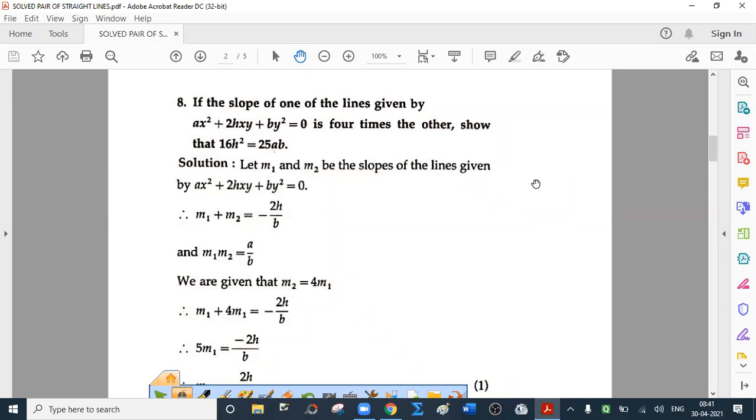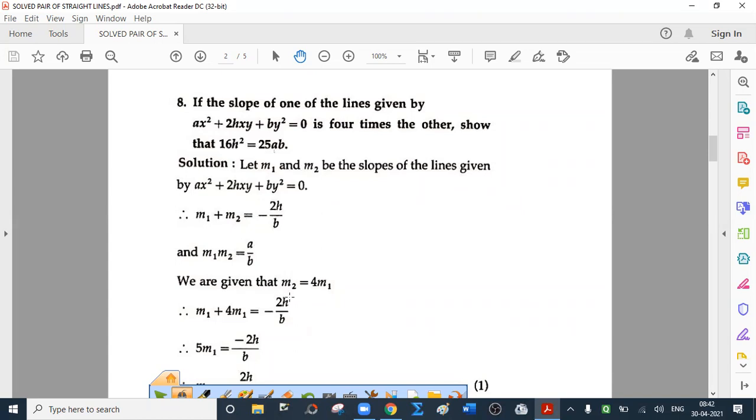Solution: let m1 and m2 be the slopes of the lines given by ax² + 2hxy + by² = 0. You are allowed to write this directly, or you can obtain the auxiliary equation, and from that you get the same: m1 + m2 = -2h/b. And what is m1 m2? It is a/b.